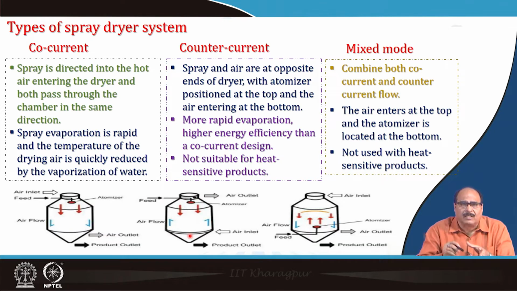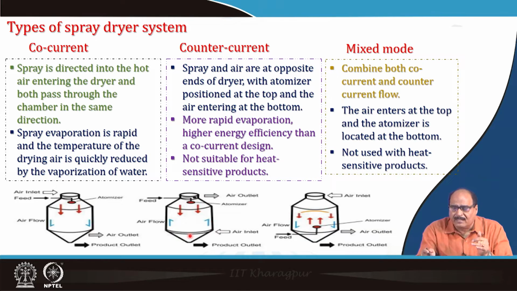So, it is a counter current system. It has more rapid evaporation and higher energy efficiency than a co-current design. However, it is not suitable for heat sensitive products like fruit and vegetable drying. Mixed mode combines both the co-current as well as counter current flow.